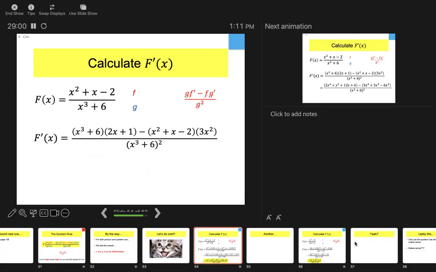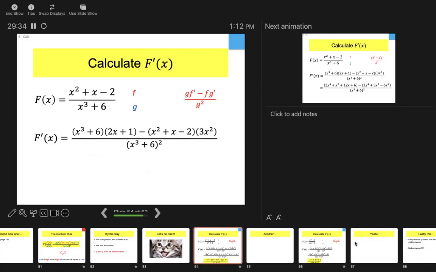G prime times F. Okay, so what do we get? 2x to the 4th plus 12x. And then the 1 times x cubed plus 6, so plus x cubed plus 6. And then can you do this, or do you just want to distribute it and then do the minus sign? Distribute. Just for the minus sign, so what would you get?